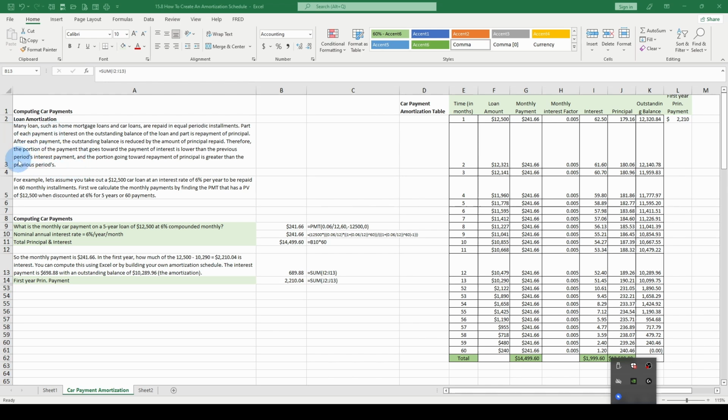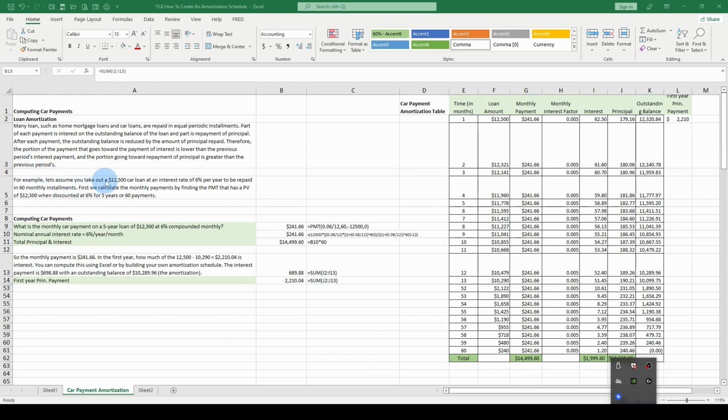Many loans, such as home mortgage loans and car loans, are repaid in equal periodic installments. That's amortization. Part of each payment is interest on the outstanding balance of the loan, and part is repayment of principal. After each payment, the outstanding balance is reduced by the amount of principal repaid. Therefore, the portion of the payment that goes towards interest is lower than the previous period's interest payment, and the portion going towards repayment of principal is greater than the previous period.